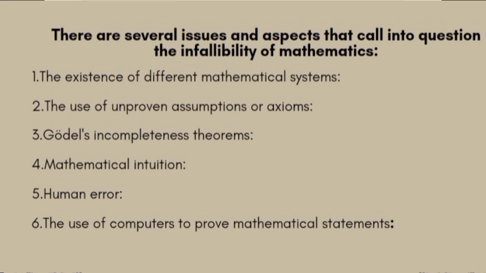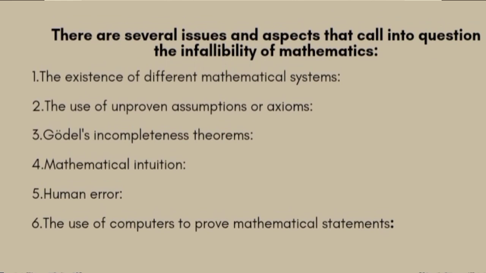Number 5, human error. As with any field that is based on human reasoning and understanding, there is always the possibility of human error in the proof, calculation, or communication of mathematical knowledge. Number 6, the use of computers to prove mathematical statements. The use of computers to prove mathematical statements raises questions about the reliability and certainty of such proofs, as the complexity of the proof can make it difficult to understand or verify.